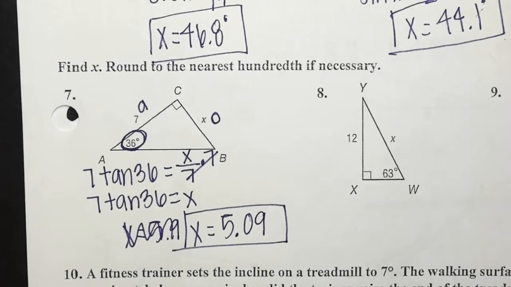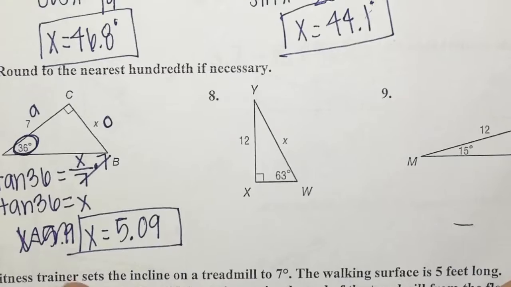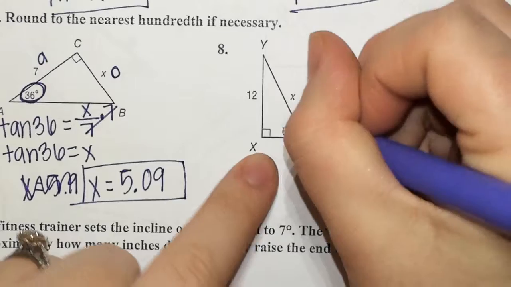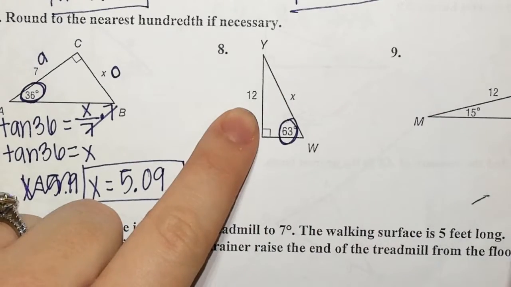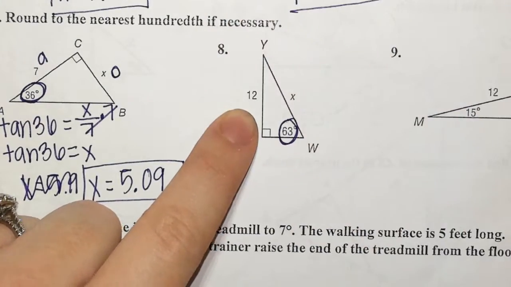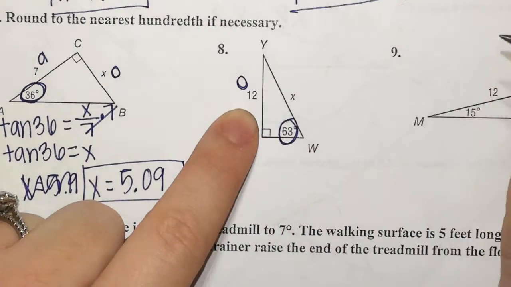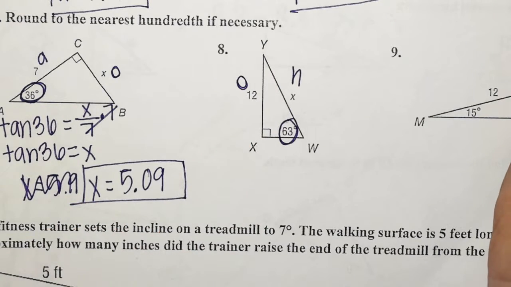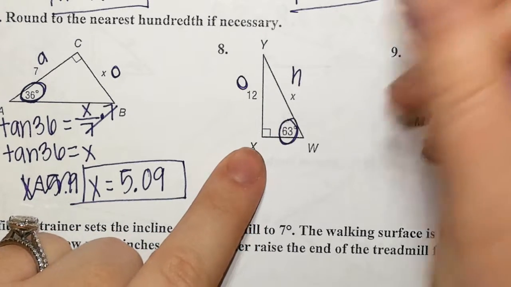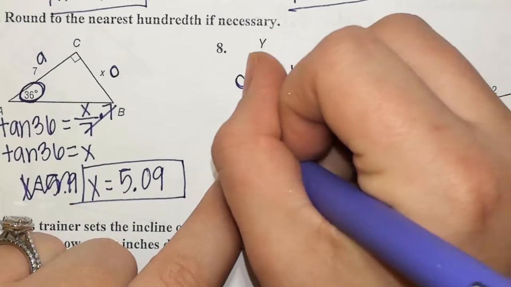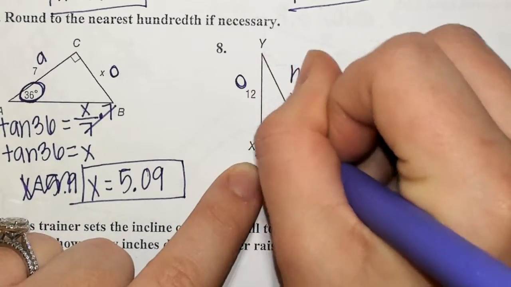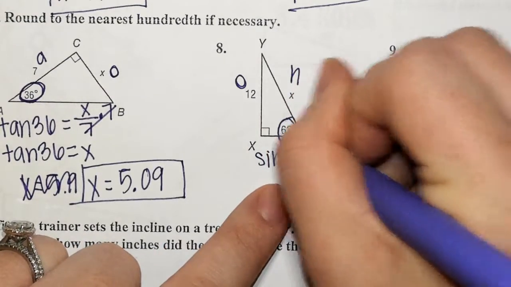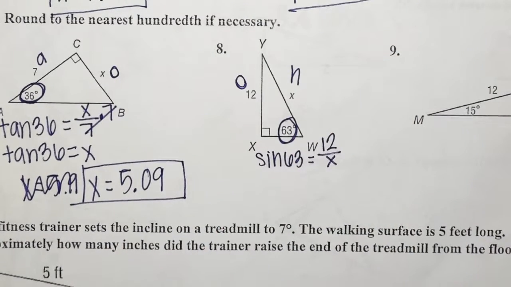All right. Okay, now let's do number 8 together. I would write small. Not too terribly small, but just a little bit smaller than normal, maybe. Okay, so circling 63, what's 12? Not A. Opposite. X is hypotenuse. So what's the trig function? Sine. So sine of 63 is equal to what over what? 12 over x.